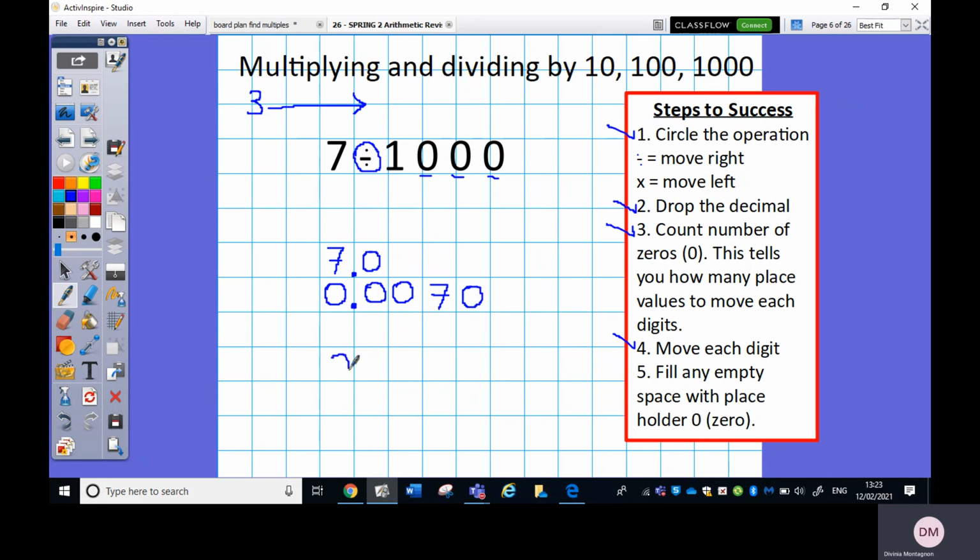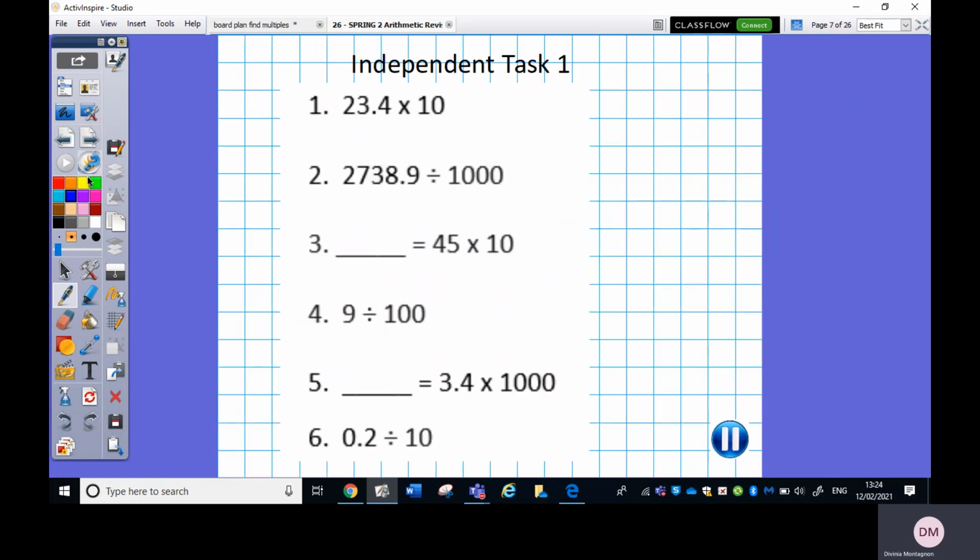So actually 0.007 would be the answer. This would also be correct, but it looks a little bit funny. I don't really need it because the value is 0 here. Okay, your turn. I'd like you to complete these 6 questions. Unpause when you've finished and we'll go through the answers.